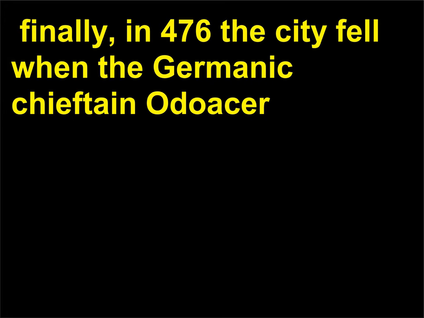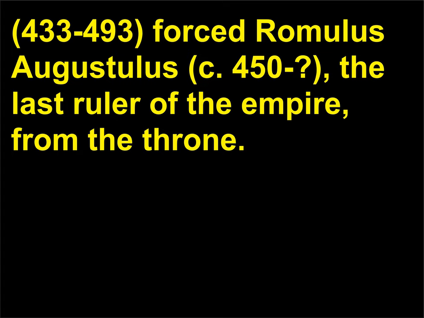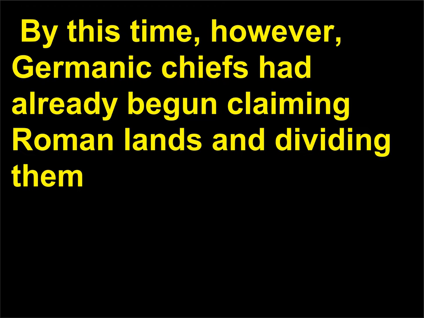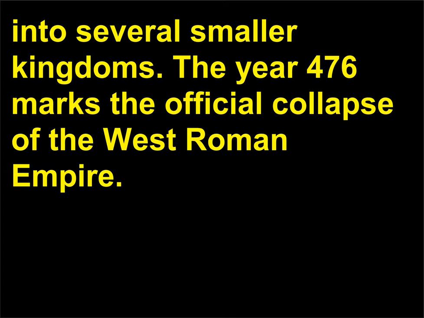Finally, in 476 the city fell when the Germanic chieftain Odoacer, 433-493, forced Romulus Augustulus, c. 450-, the last ruler of the empire, from the throne. By this time, however, Germanic chiefs had already begun claiming Roman lands and dividing them into several smaller kingdoms. The year 476 marks the official collapse of the West Roman Empire.